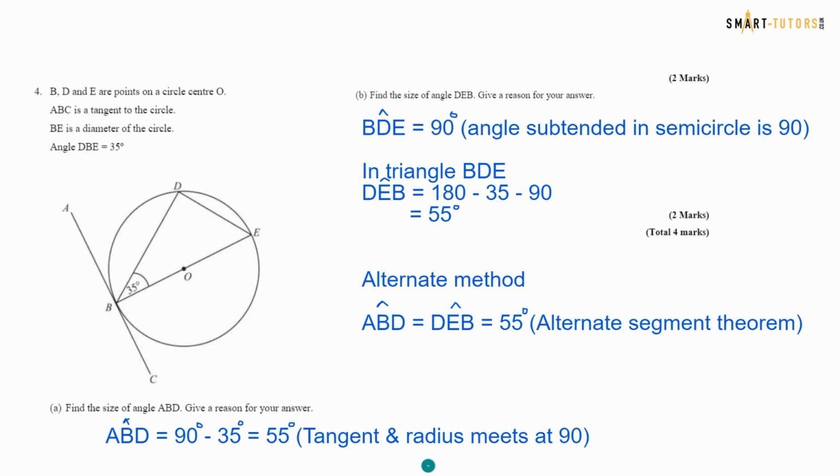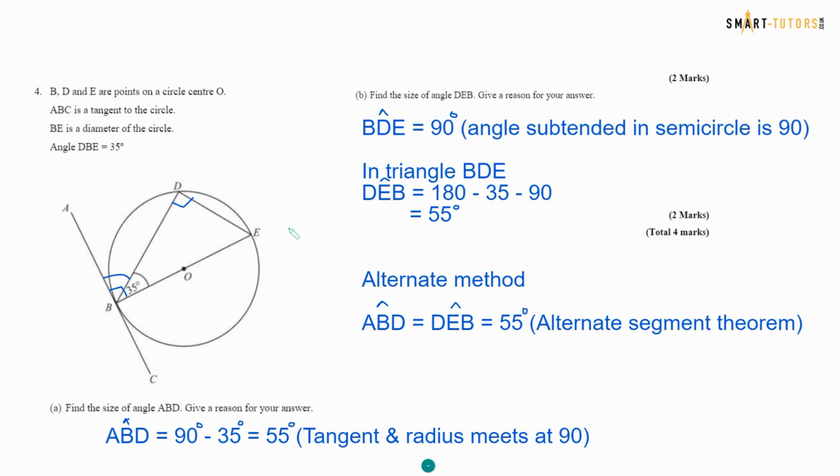Question number 4. B, D, E are points on the circle O. ABC is a tangent. BE is a diameter. Angle DBE is 35 degrees. So if this is a diameter, you know this is 90 degrees. Now the first question, find the size of the angle ABD. So ABD, this angle, we know this is 90 degrees altogether. 90 degrees take away 35 is going to be 55.